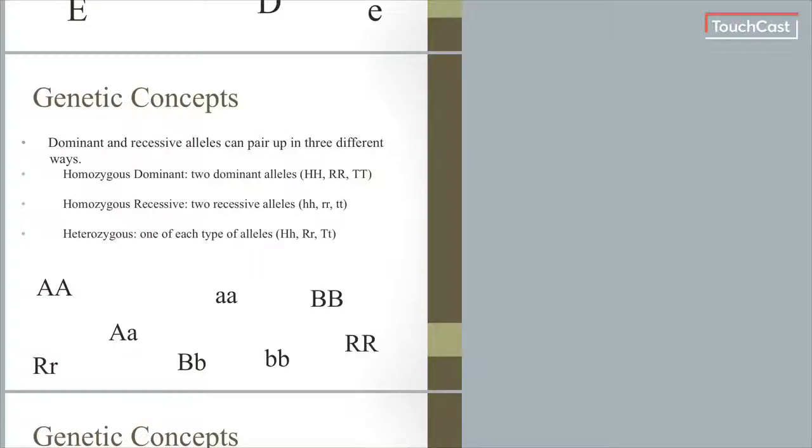Dominant and recessive alleles can pair up in three different ways. You can have homozygous dominant, so homo means same, so two dominant alleles that are the same, so two capital letters. You can have homozygous recessive, homo means same, recessive means small, so you have two recessive alleles, or two small letters. And then finally, heterozygous. Hetero means different, and so you're going to have one of each type of allele, a capital and a lowercase.